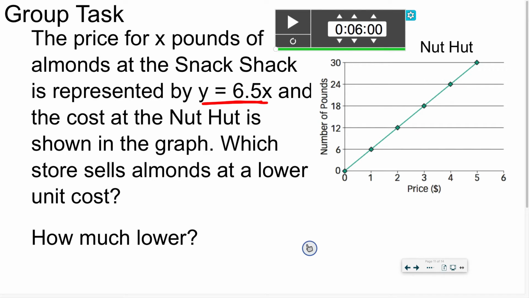Okay. I am going to actually pause the recording while you work, and we will go over this at the end of the 6 minutes. So working in your small groups, let's determine which place has a lower unit cost and how much lower.